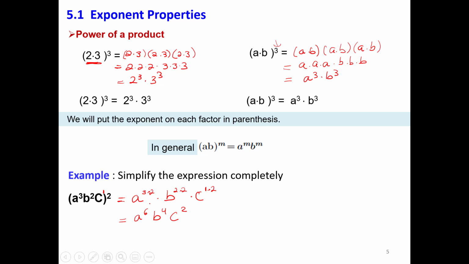Then you don't really need to write this step. I am writing it here because you can use it to know exactly how we got this 6. But we can move from this to here. If I apply the power of a product, I just need to multiply the exponents: 3 times 2 is 6, 2 times 2 is 4, 1 times 2 is 2.